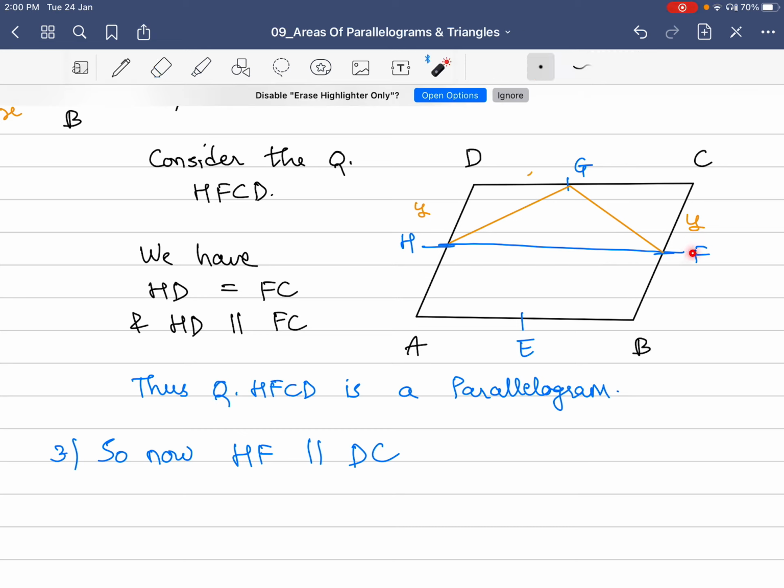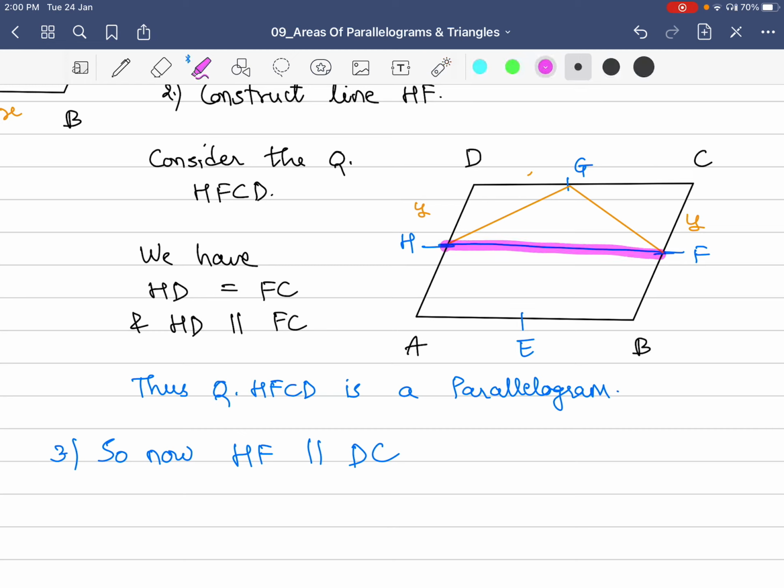Okay, so line HF is parallel to line DC, and in this parallelogram, with the same base as HF, we have another triangle inside it. So it's a triangle which has the same base HF, and it is between the same two parallel lines as the parallelogram. So we know an important proof with this condition, that this triangle will be half of the area of this parallelogram.